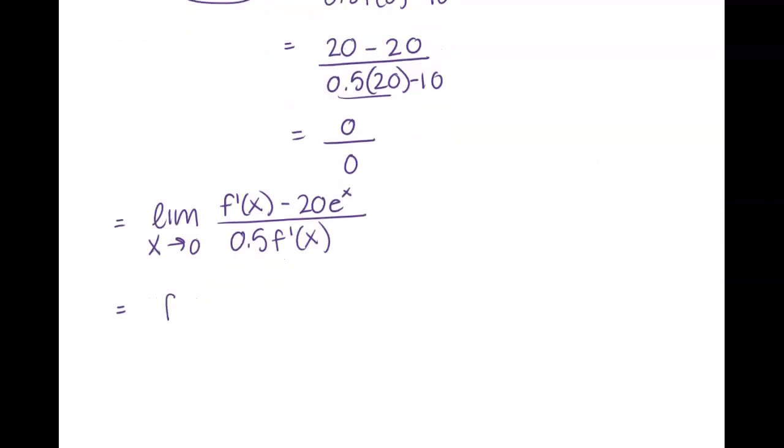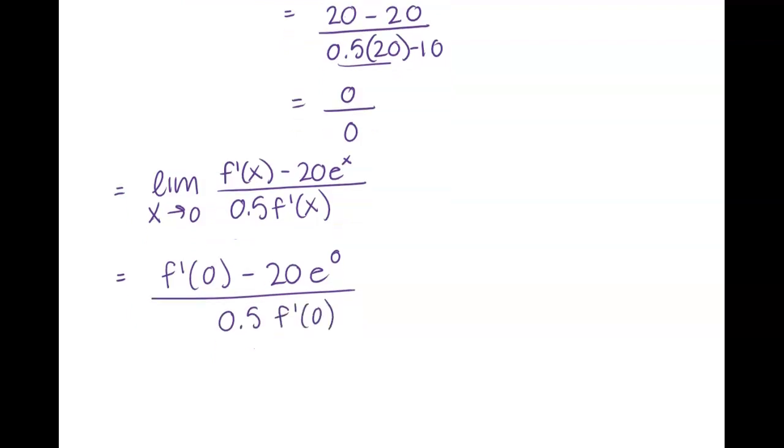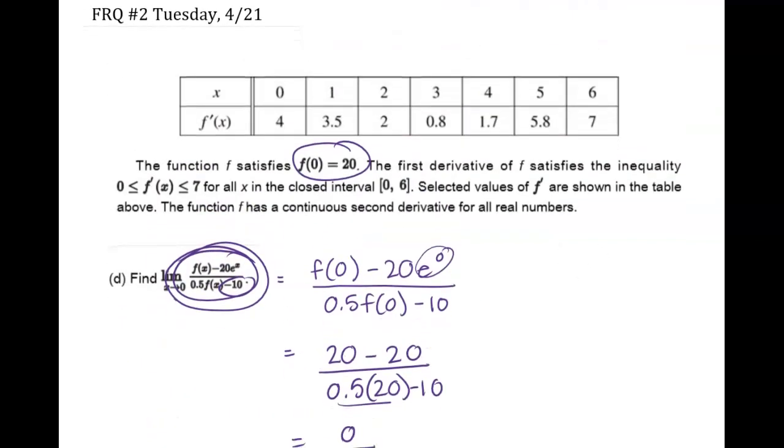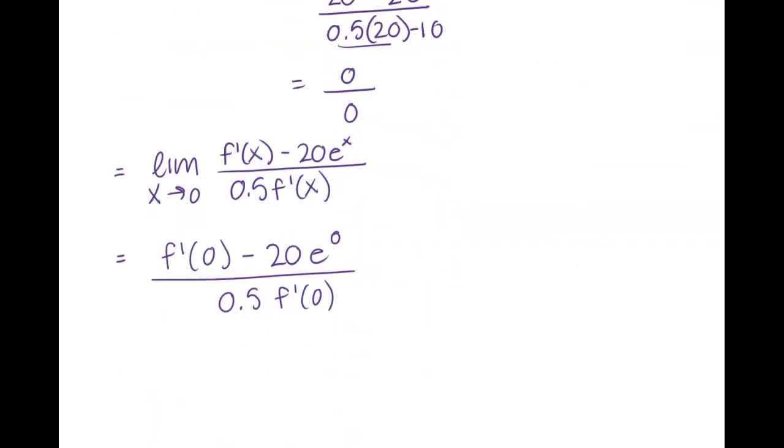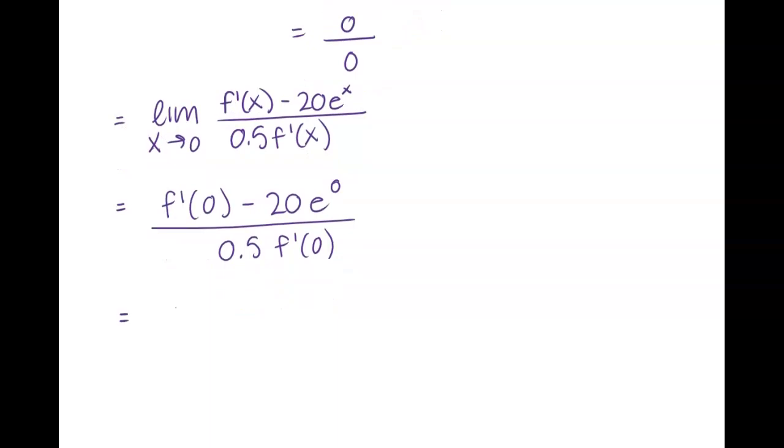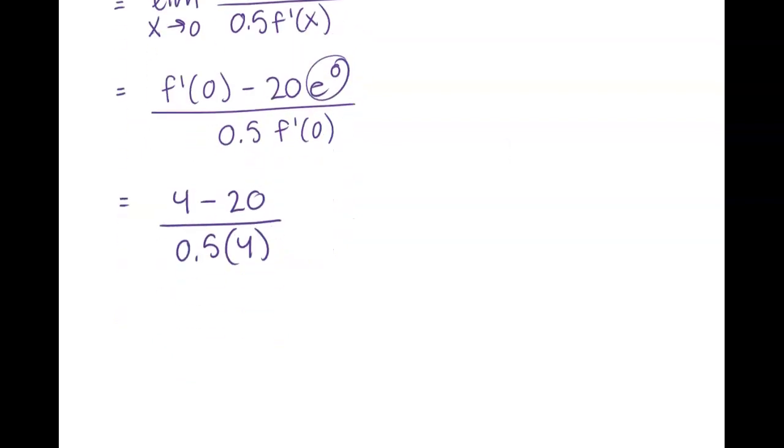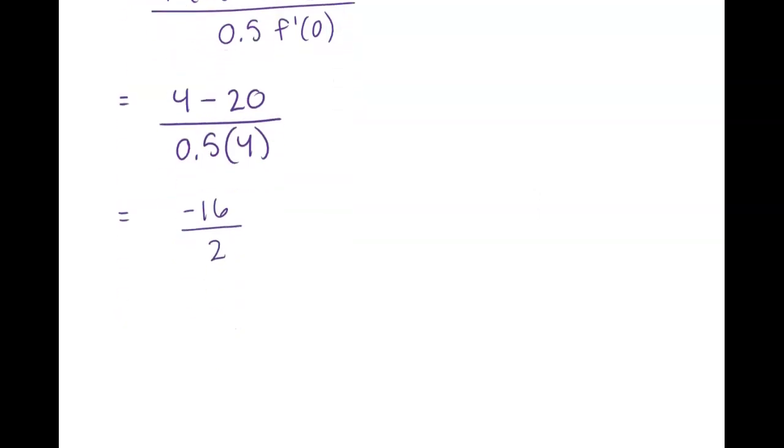So now we will get f prime of 0 minus 20 e to the 0 over 0.5 times f prime of 0. Well, looking back at our table, f prime of 0 is 4. So we get 4 minus 20 e to the 0, 20 times 1 is just 20, over 0.5 times f prime of 0, which was 4. So we get negative 16 over 2, which is negative 8.